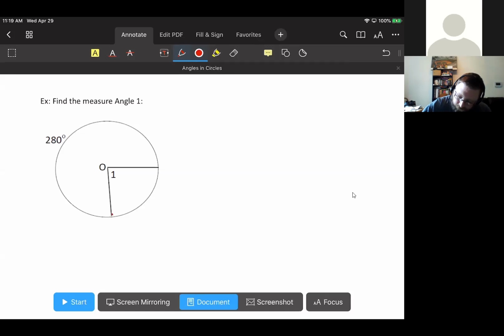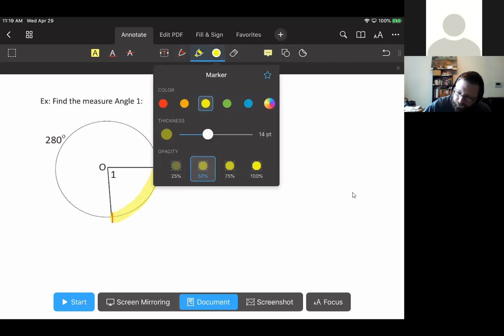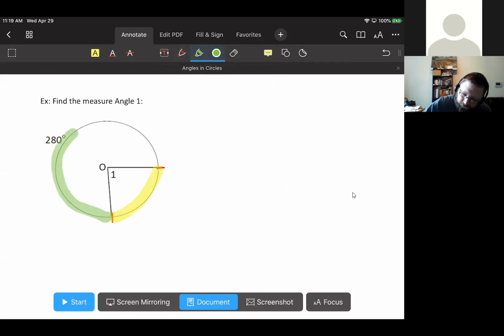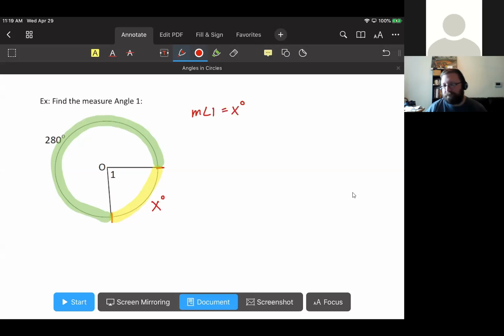Angle 1 is intercepting this arc. Now, we don't know that arc, but we do know that the rest of the circle is 280 degrees. So here's what we know. The measure of angle 1 is equal to x degrees because it's a central angle. We also know that 280 degrees plus x degrees has to equal 360 degrees because together they make one full circle.